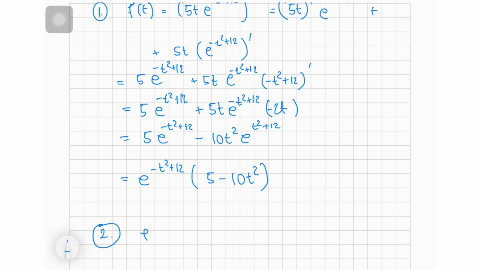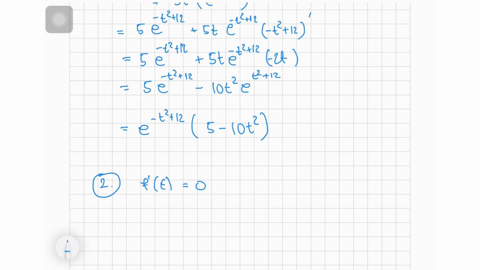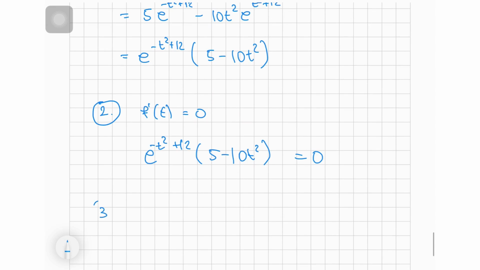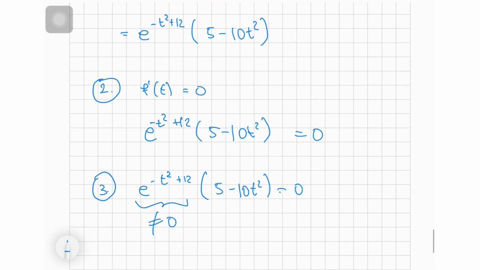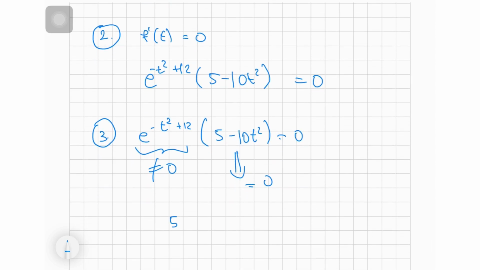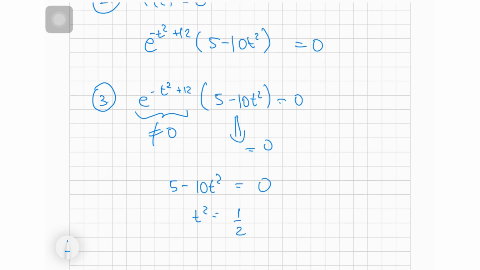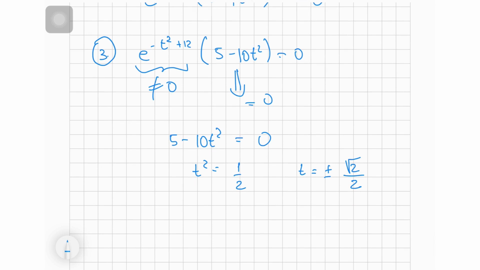Second step is f prime of t equals 0. That means e to the power of minus t squared plus 12, times 5 minus 10t squared, equals 0. Now we want to solve. Here you can see this factor is always different from 0, because the function e to the power x is always different from 0. Therefore, the other factor has to be equal to 0. So 5 minus 10t squared equals 0. T squared equals 1/2. So t equals plus minus square root 2 over 2. So we have two critical points: t1 is square root 2 over 2 and t2 is minus square root 2 over 2.